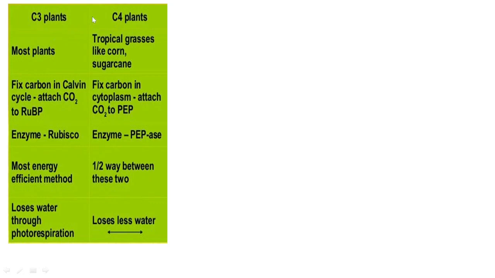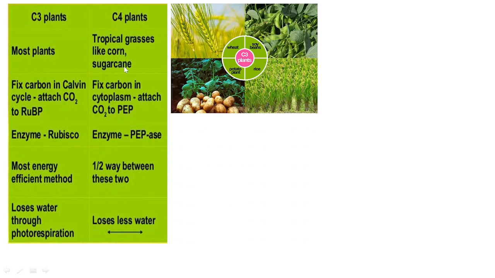Now, C4 plants, on the other hand, are some tropical grasses like corn and sugarcane. That is, mostly monocotyledonous plants fall under the category of C4 plants. Why are they called C4 plants? Because in them the first stable product is a 4-carbon compound, oxaloacetic acid. We will talk about it in detail now. So this is the major difference between C3 and C4. Most plants around you are C3, and some tropical grasses like corn, sugarcane, maize come under C4 plants.